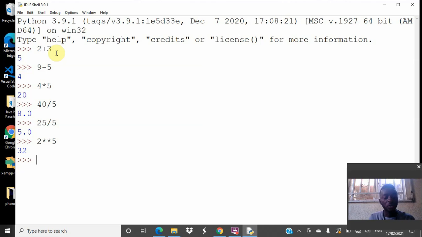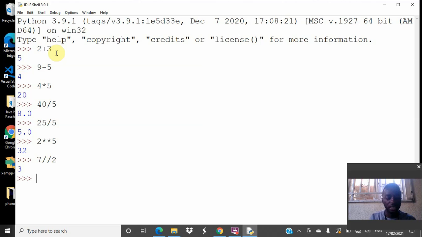So in order to carry out that kind of operation, we use the double forward slash. Like for instance, 7 double forward slash 2 gives us 3. That is to tell us that 2 can actually enter 7 3 times. That is, we have 3 2's in 7, leaving a remainder of 1.